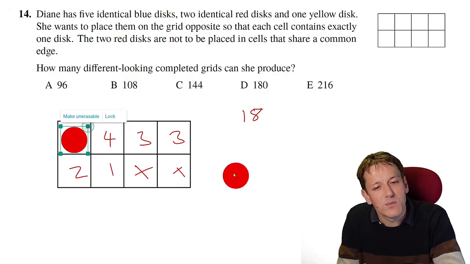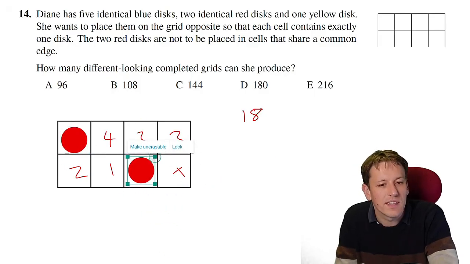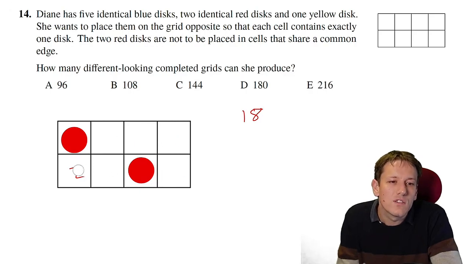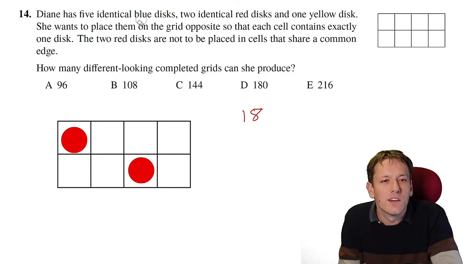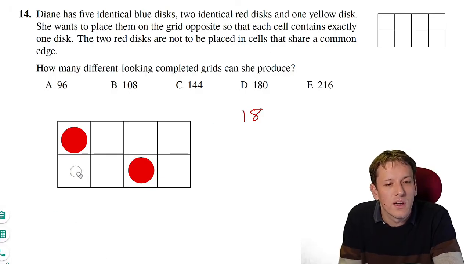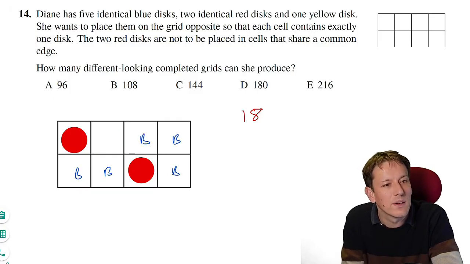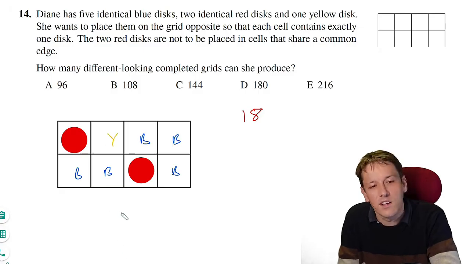Now just think what happens when you've got the 2 red discs somewhere. Let's say they're here and here. And what I've got left to do is to put in 5 blue discs and one yellow disc. So I might put in blue, blue, blue, blue, blue, and then we'll put a yellow one in the last spot here.